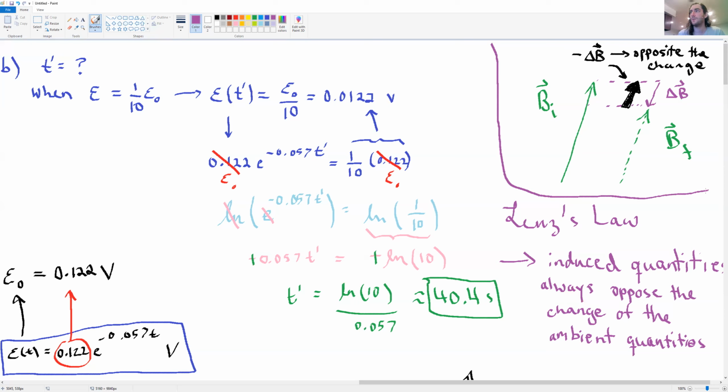Okay, so it's all about identifying the change and then looking at the opposite of the change. And that comes from the minus sign in Faraday's law. And it's said, of course, that the minus sign in Faraday's law is Lenz's law.